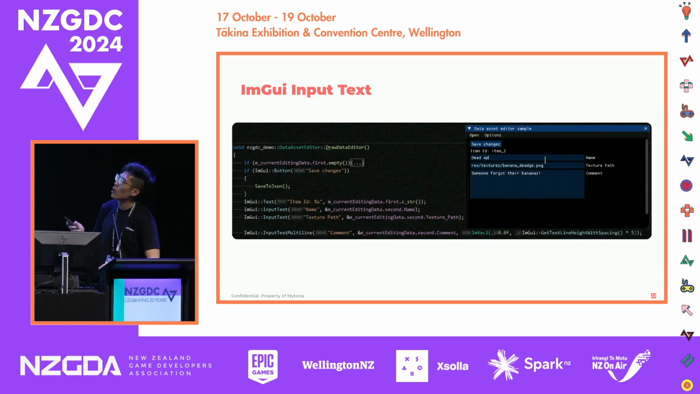First step, we have input text. It's simply just input text. You pass in your string that you want to edit by reference. So whatever is applied to the ImGui, it will be applied to your string. We have an input multi-line. If it's a bigger input, you can define your sizes here. Yep. Here I'm defining like five lines of size. Passing in 0 here is just to make it so it will be stretched.